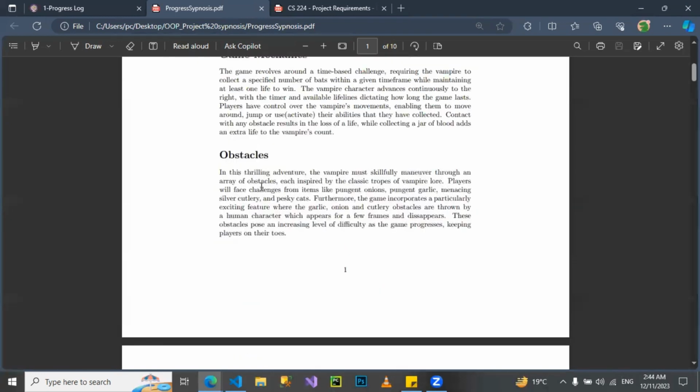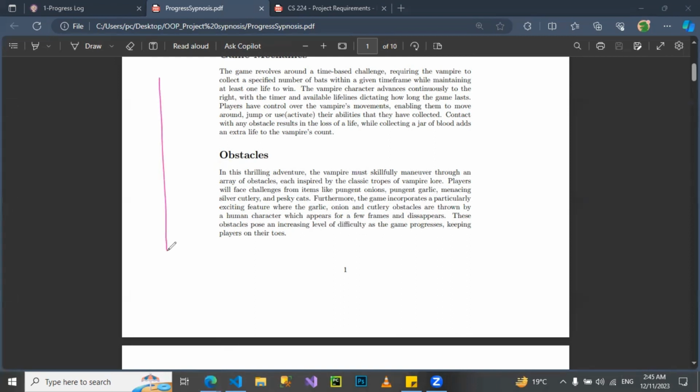So the obstacles that I was talking about right here, which will result in a loss of life, are inspired from the classic tropes of vampire lore. These obstacles are like onion, garlic, and silver cutlery and pesky cats. These obstacles right here have a special feature to it.